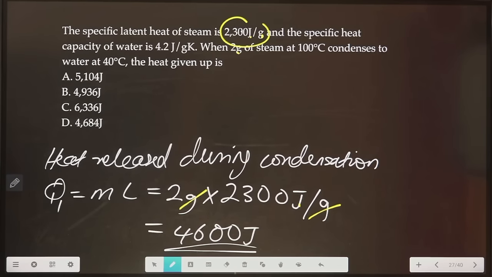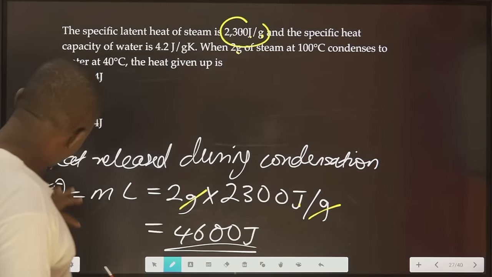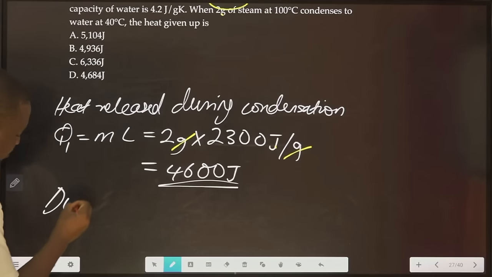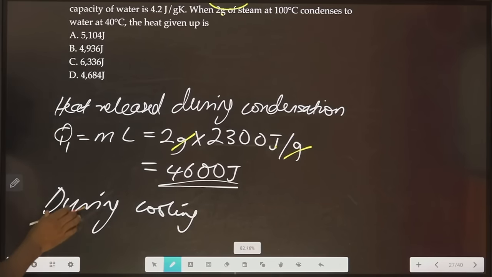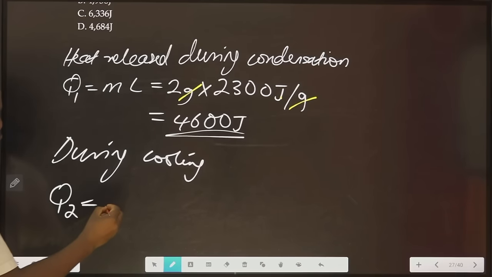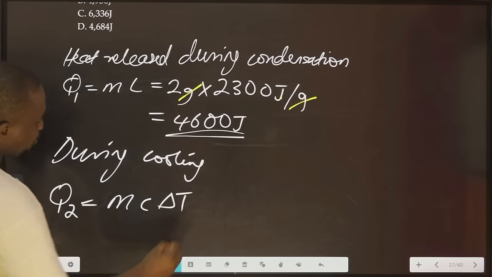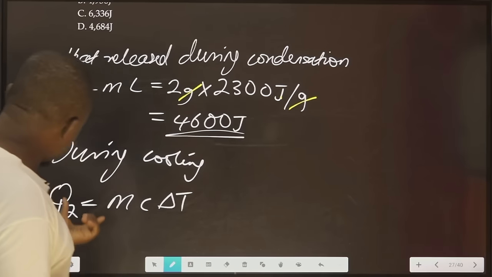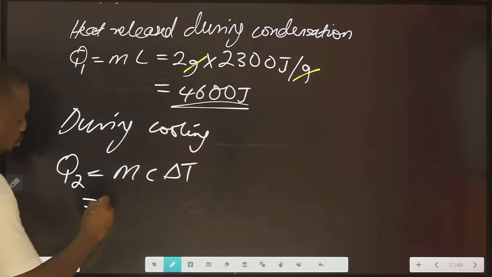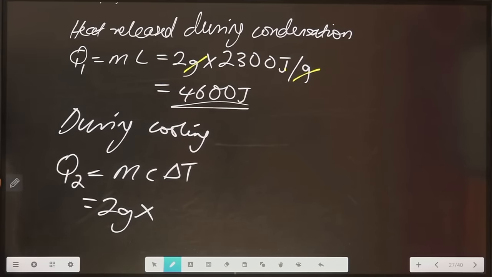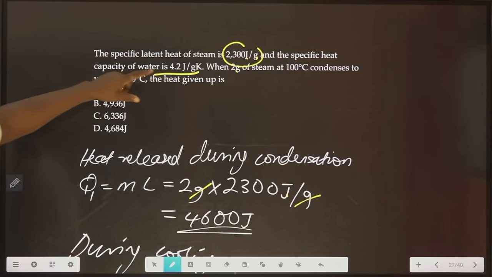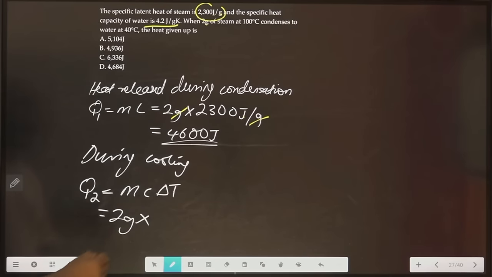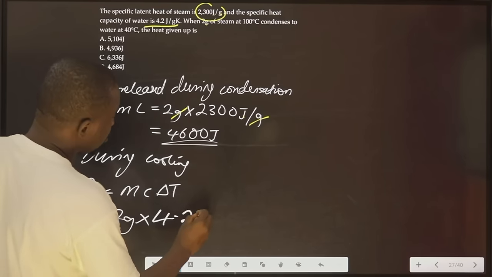The second one is the heat released during cooling. Let me just say during cooling so that we'll not waste our time. We're going to call this one Q2. We're going to look at this as mcΔθ, the change in temperature during cooling, the heat released. Still 2 grams multiplied by the specific heat capacity of water, that is 4.0 into this.